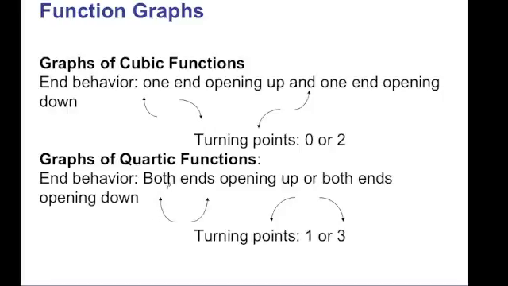The graphs of quartic functions, remember their end behavior is both opening up or both opening down. Remember the both opening up is a positive leading coefficient, both down is a negative leading coefficient, and the turning points, it either has 1 turning point or 3 turning points. You might notice the difference here is always by 2's. So we've got x cubed, x to the fourth. If we did x to the fifth, it would have 0 turning points, 2 turning points, or 4 turning points, again with a gap of 2.